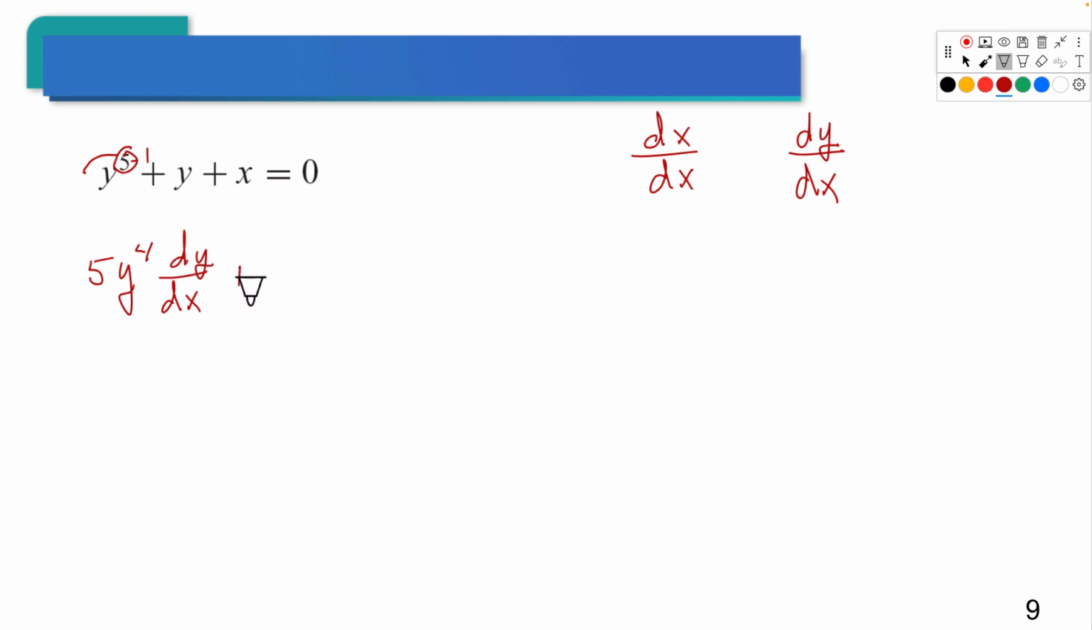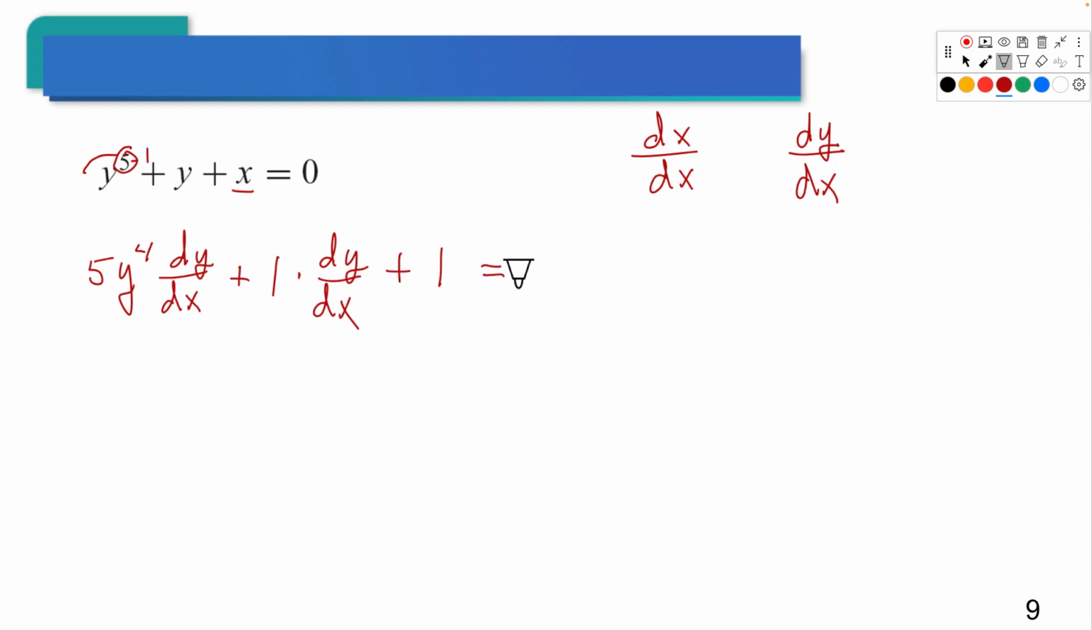We go to the next term. Derivative of y is 1. 1 times y to the 0 if you want, but y to the 0 is 1, so it's 1. And then we put the marker that we took the derivative of y with respect to x. Finally, we get to the last term, derivative of x. Derivative of x is 1 times x to the 0, which is 1. We could put this marker dx over dx, but that's just 1, so it's just kind of cleaner if I don't put that, but I don't have to.